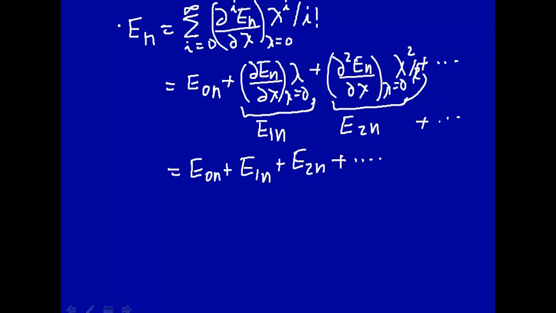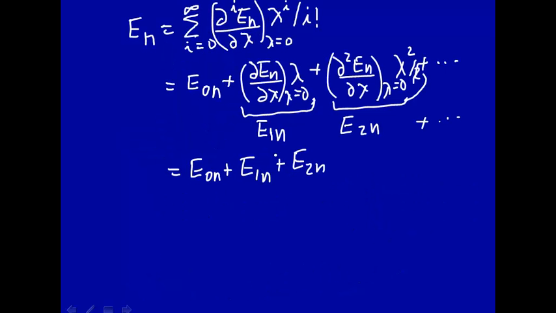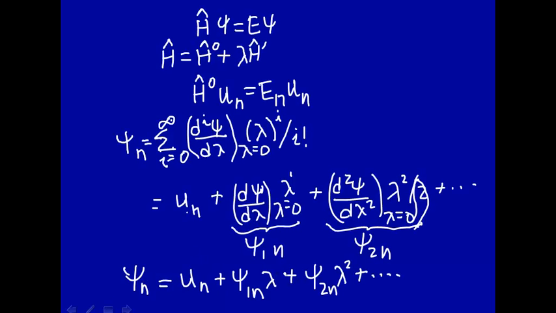Now that we've expanded the energy and the wave functions in terms of lambda, and here I've forgotten the lambdas, so there's a lambda there, and then the second order correction to the energy has a lambda squared, and so on. Okay, just to review, we've expanded our energy in terms of this turn on parameter lambda, which goes from 0 to 1. And we've also expanded our wave function in terms of that same parameter.